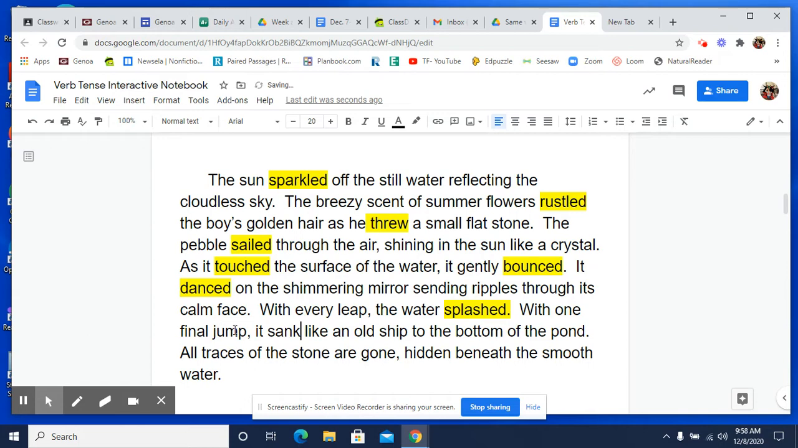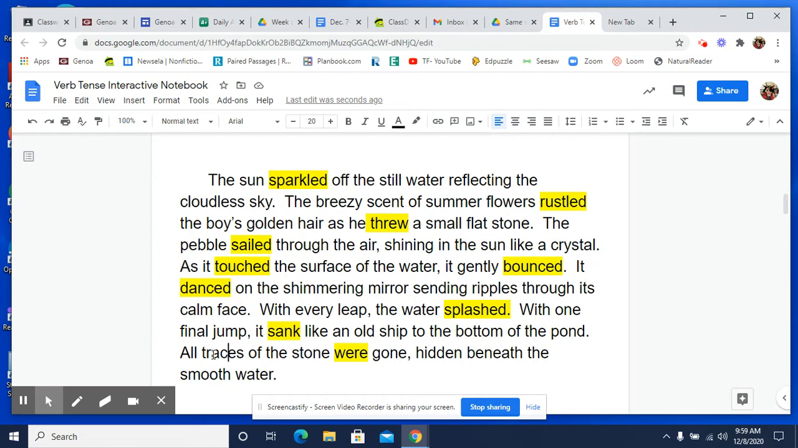Okay. So with one final jump, it sank like an old ship to the bottom of the pond. All traces of the stone were gone, hidden beneath the smooth water. Okay.